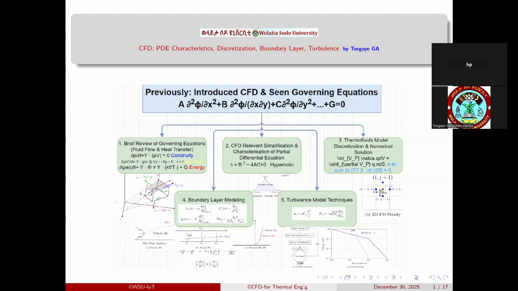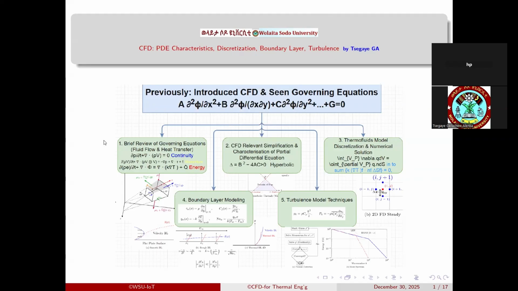We also saw that fluid flow and heat transfer computational analysis involve modeling, equation development, discretization, followed by applying boundary conditions and simulation.